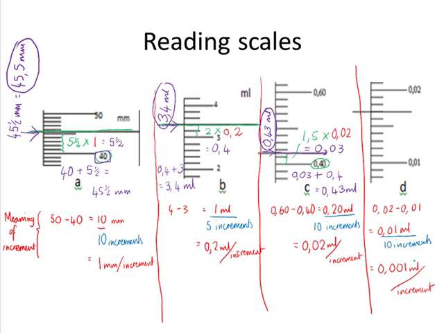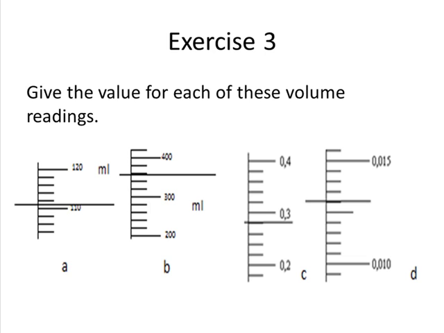The last example, we've seen that each increment stands for 0.001. The smaller of the two values we see here is 0.01. Our measurement is 7 increments away from that. That means that it is 0.001 times 7 more than 0.01. In other words, it is 0.007 more than 0.01. So our reading is 0.017 milliliters.